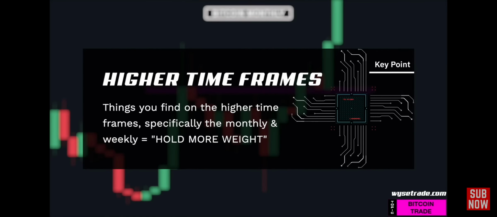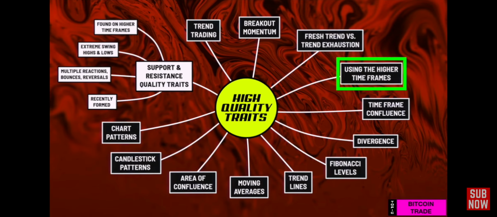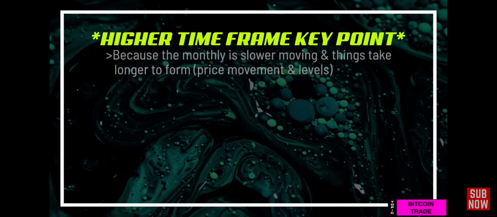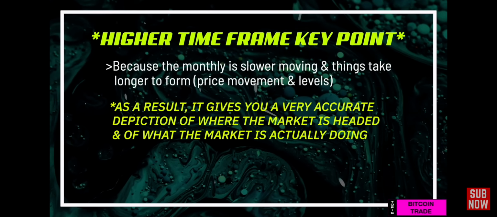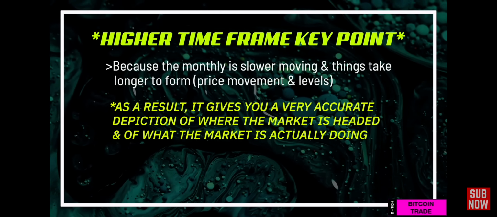As we previously discussed, things you find on the higher time frames, such as the monthly and weekly, hold more weight. This is a very, very key point. Because the monthly is slower moving and things take longer to form, it gives you a very accurate depiction of where the market is headed and of what the market is actually doing.